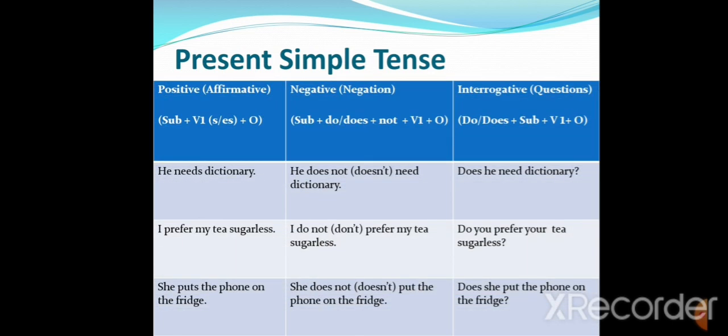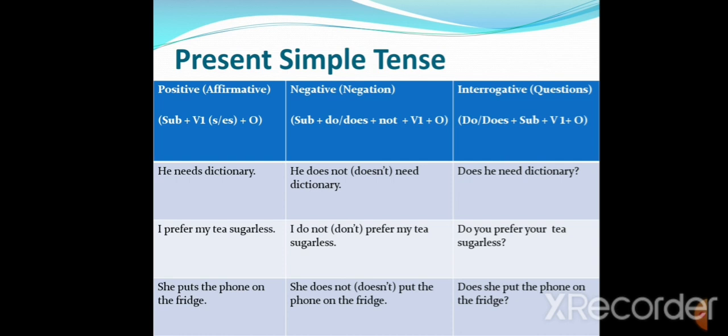You can see 3 columns. First is positive, second is negative and third is interrogative. I have also mentioned the formulas, how to make the sentences, and you can see 3 examples, the same examples. Let us look at the first example. He needs dictionary. Now, why did we use S here in needs? Because the subject is he. Okay. So, he needs dictionary.